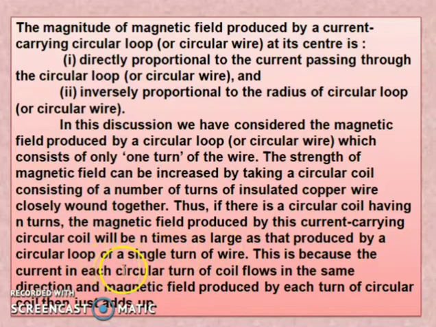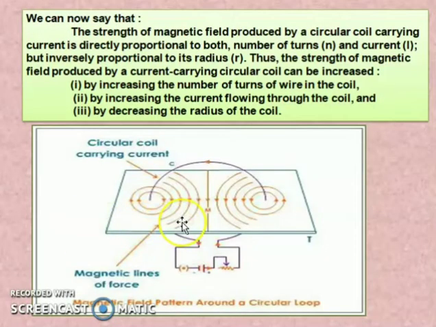This is because in each circular turn of a coil, the current flows in the same direction, and the magnetic field produced by each turn of the circular coil just adds up. So here you can see a circular coil of one turn. If you take many coils, then what happens? The magnetic field also increases by the number of turns. That is, the more turns of the coil you take, the more the magnetic field increases.